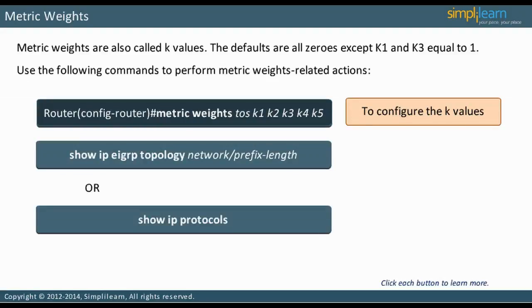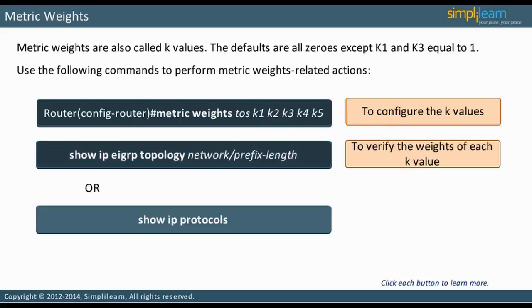K-values are configured together on one line in router configuration mode, with the syntax shown in the slide. Click the next button. To verify, use either Show IP EIGRP topology or Show IP protocols. We will continue our discussion on metric weights in the next slide.